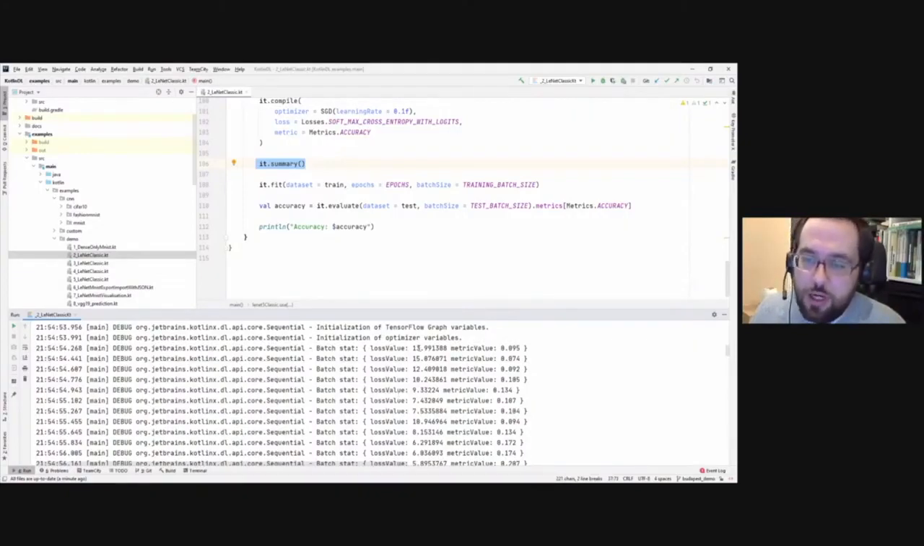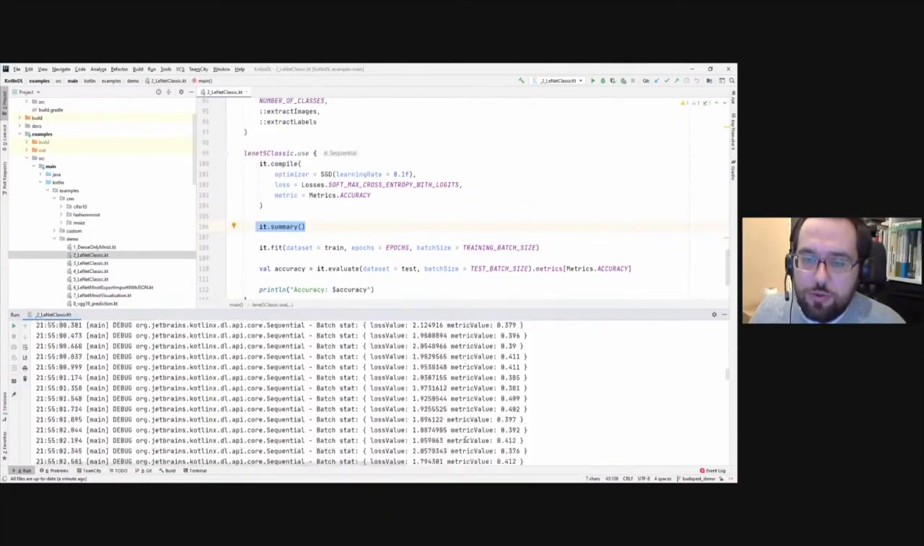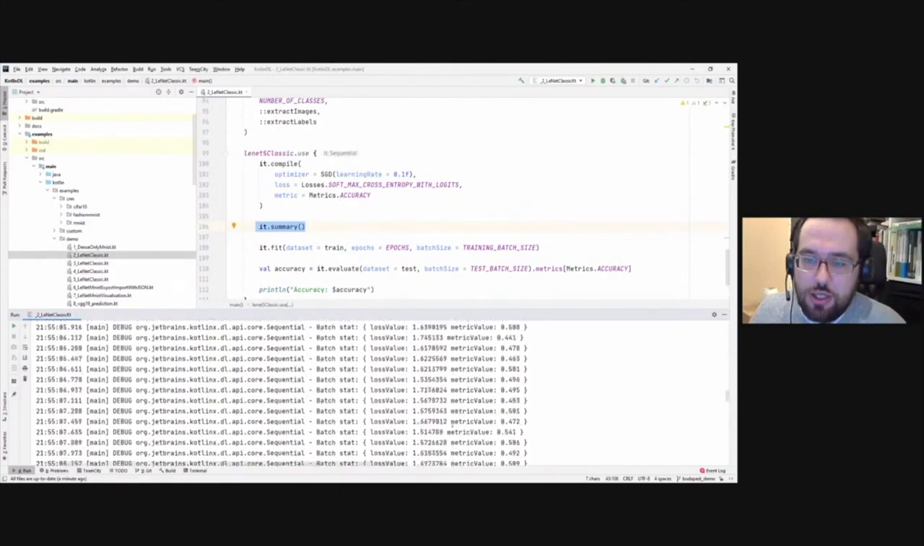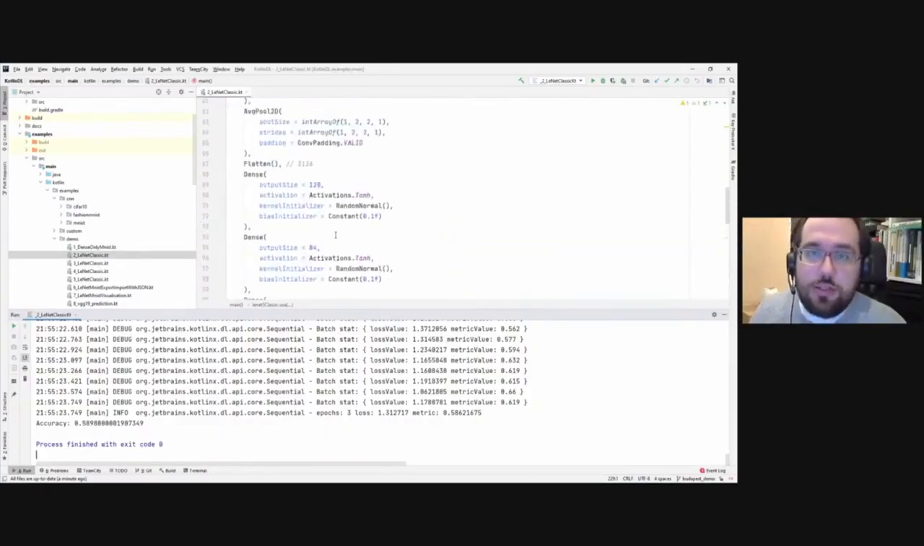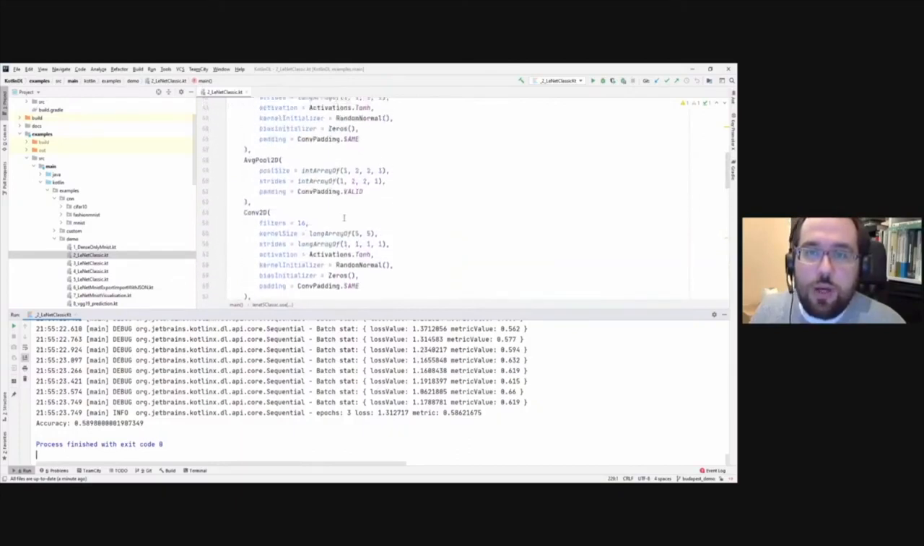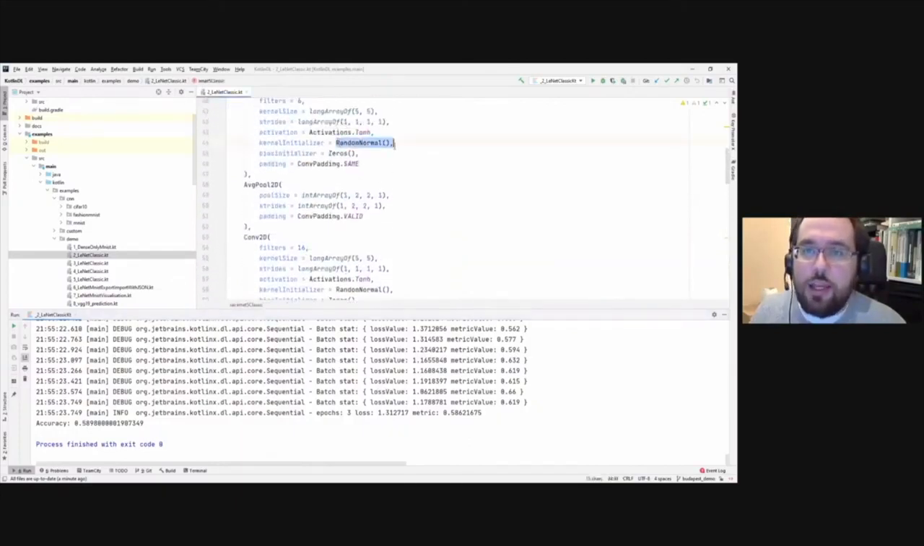And here we see a very, very high loss value, but it will be reduced after some iterations. Here at the end, we will see after 3 epochs, only 60% of accuracy. It's the worst case. What is the reason? The reason is that we used very, very poor and bad initializers, as I promised.